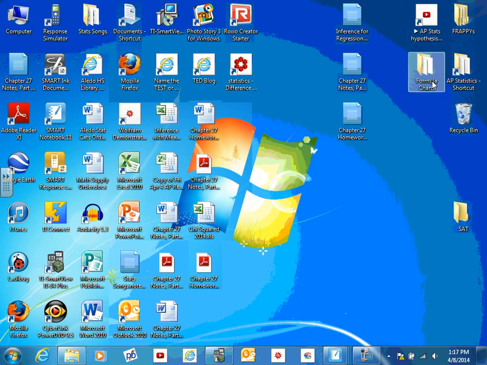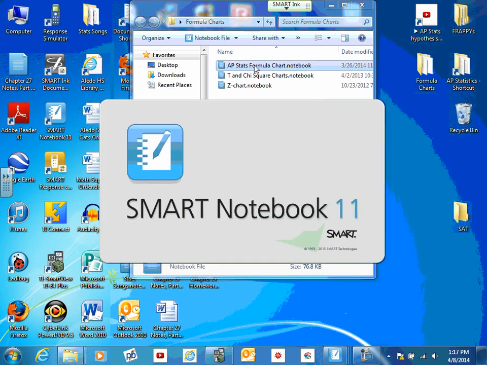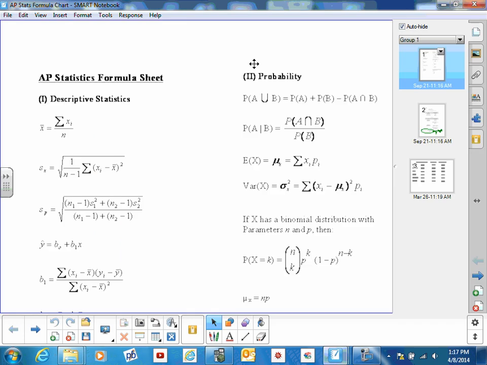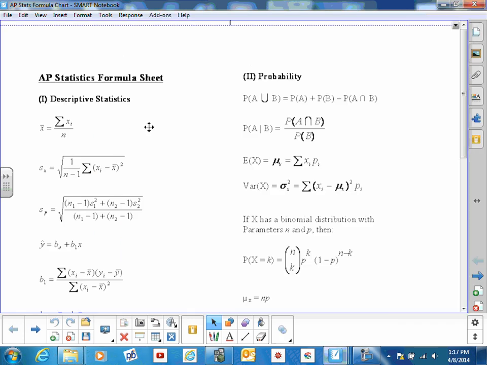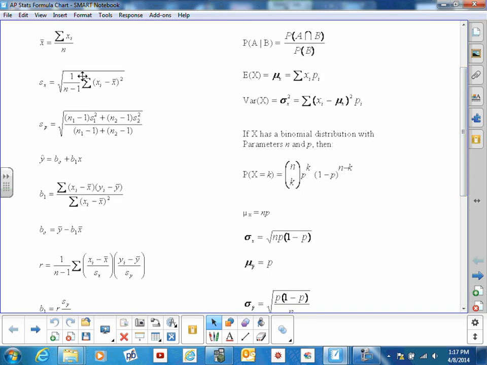It is on the laminated yellow formula charts that I have in my class. This is the AP Stats formula chart. On the front page, we do not use much of the left column at all. In fact, this may be the only piece of information that's important on this left column. So if you take a look here, we pretty much never use all this.